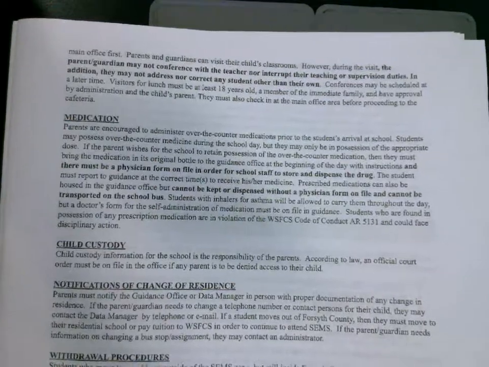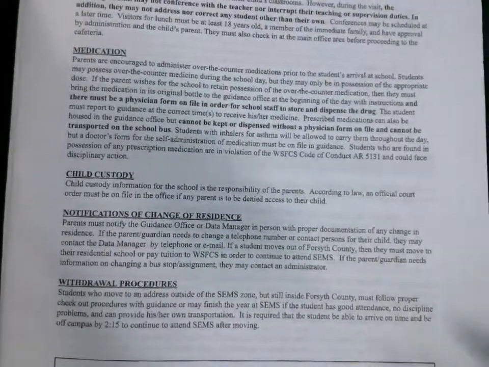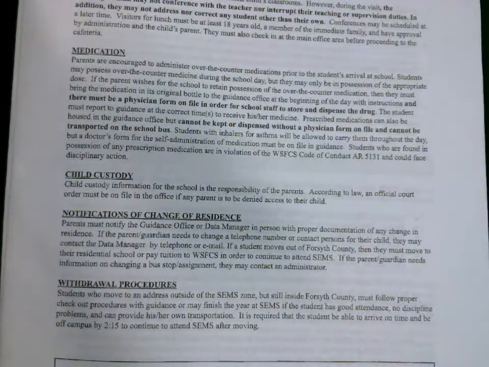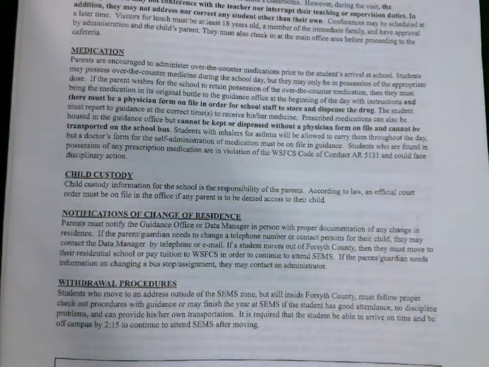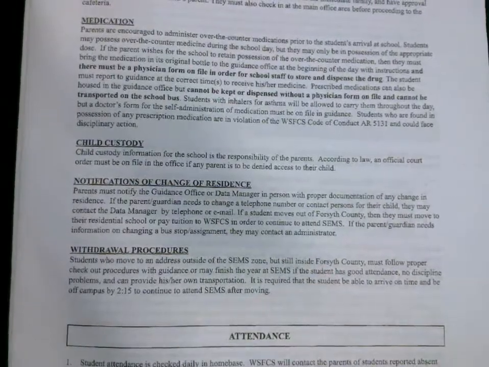It's very simple. Child custody: obviously, court papers are presented to the office so we know who's supposed to pick you up, all of those things. No type of gray area or any issues there. Your parents will provide that documentation to the office so they can get that right. That's super important.